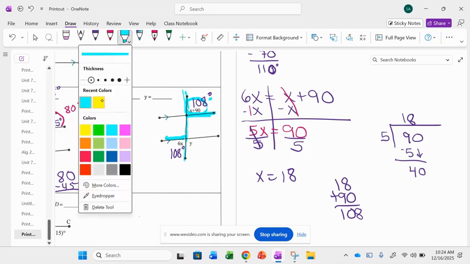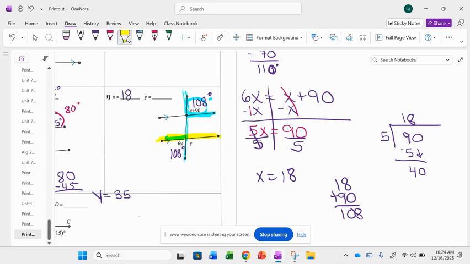Good. Right here. Do you guys see this straight angle that I'm highlighting in yellow? So straight angle is 180 degrees. So we're going to do 180 minus 108. And we're going to get 10 minus 8 is 2, 7 minus 0 is 7, 1 minus 1 is 0. So that is 72 degrees.